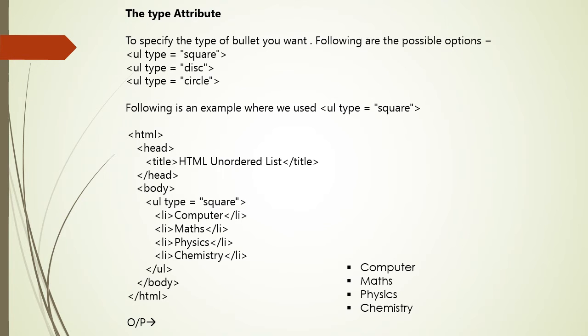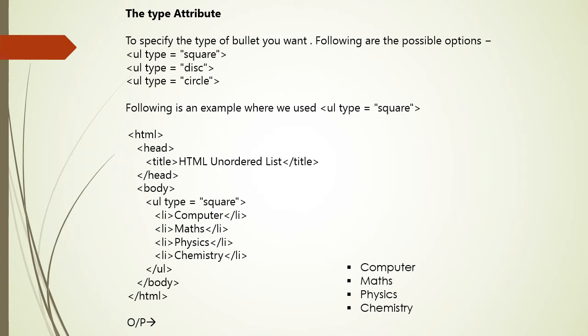Consider the type attribute. You can use the type attribute for UL tag to specify the type of bullet that you like. By default, it is a disk. Following are the possible options: square, disk, or circle. So you can use this way: UL type is equal to square, or if you want disk, so you can say UL type is equal to disk. If you want circle, then you can say UL type is equal to circle.